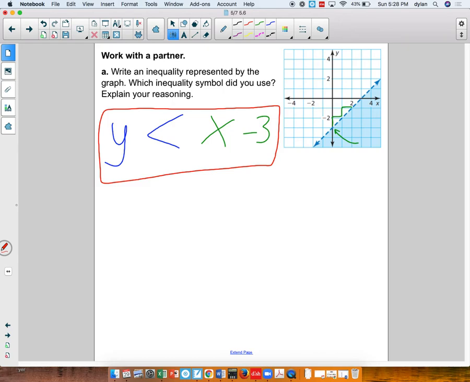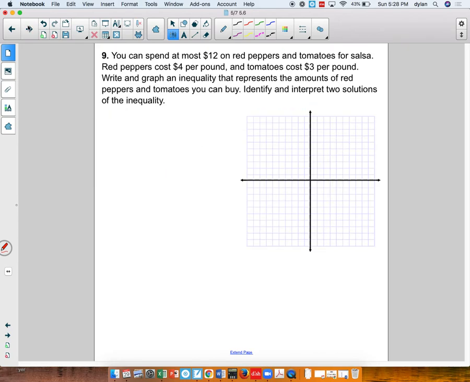So our last example for this video is looking at a word problem. Let's say that we can spend at most $12 on red peppers and tomatoes for salsa. Red peppers cost $4 per pound, and tomatoes cost $3 per pound. We want to write and graph an inequality that represents the amount of red peppers and tomatoes we can buy. And we are also asked to identify and interpret two solutions of the inequality.